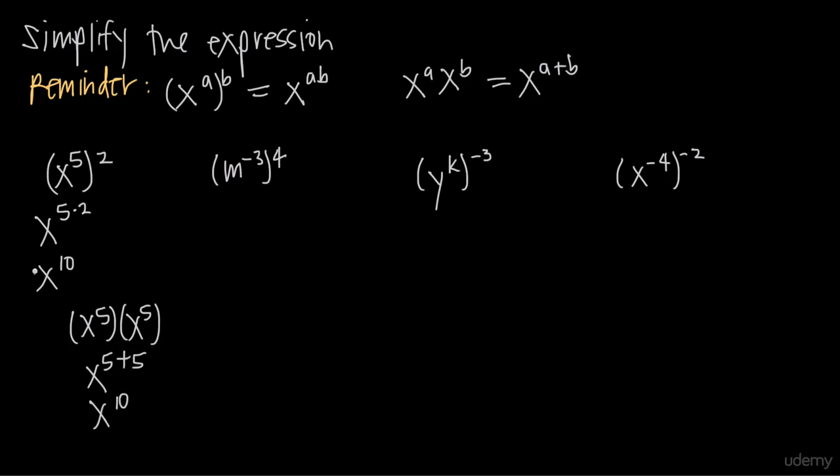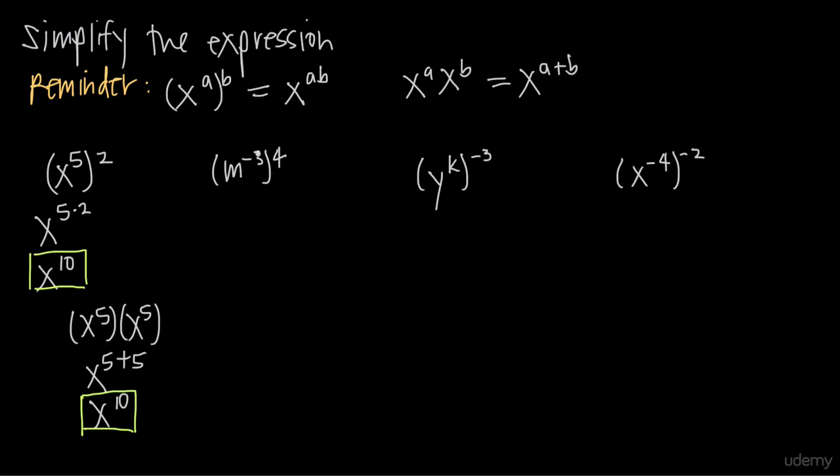So notice here that we did it two different ways, but each time we got to the same answer. We got x to the 10 both times, and that should always be the case. You should always be able to get to the same answer no matter which way you do it, if you multiply the exponents using power rule, or if you break the factors apart and then you add the exponents. So here let's do another example, this one with a negative exponent.